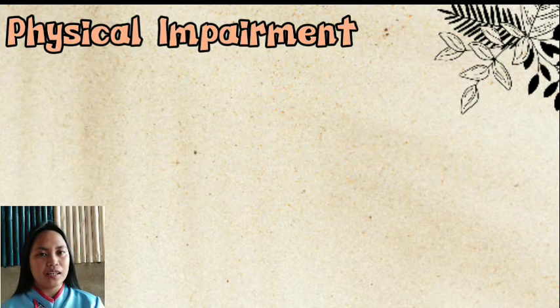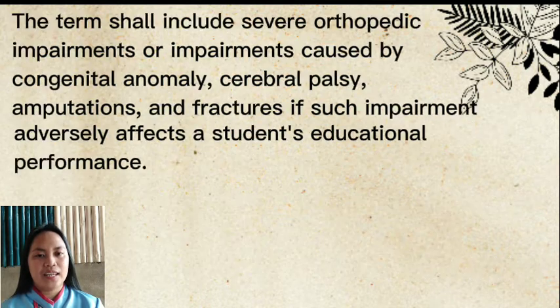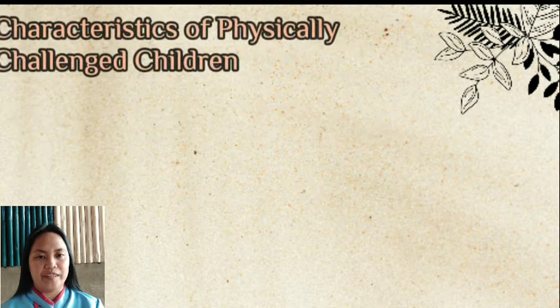Let's move on to physical impairment. The physical capacity to move, coordinate actions, or perform physical activities is significantly limited, impaired, or delayed and is exhibited by difficulties in one or more of the following areas: physical and motor tasks, independent movement, performing basic life functions. The term shall include severe orthopedic impairments or impairments caused by congenital anomaly, cerebral palsy, amputations, and fractures if such impairment adversely affects a student's educational performance.